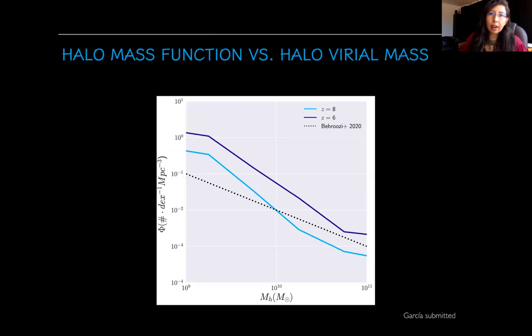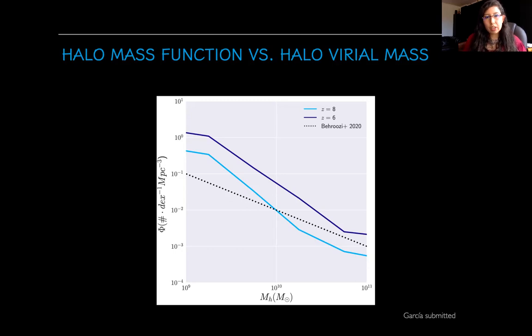So the first result I want to describe is the halo mass function versus the halo virial mass. What I have here are the results with the fiducial simulation at redshifts 8 and 6, when we know that reionization has been completed. And I'm comparing with the fit given by Behroozi 2020, which is the model called UniverseMachine. Those simulations have been tested and constrained at different redshifts, whereas this simulation covers the redshift range where reionization is concluded and completely ended.